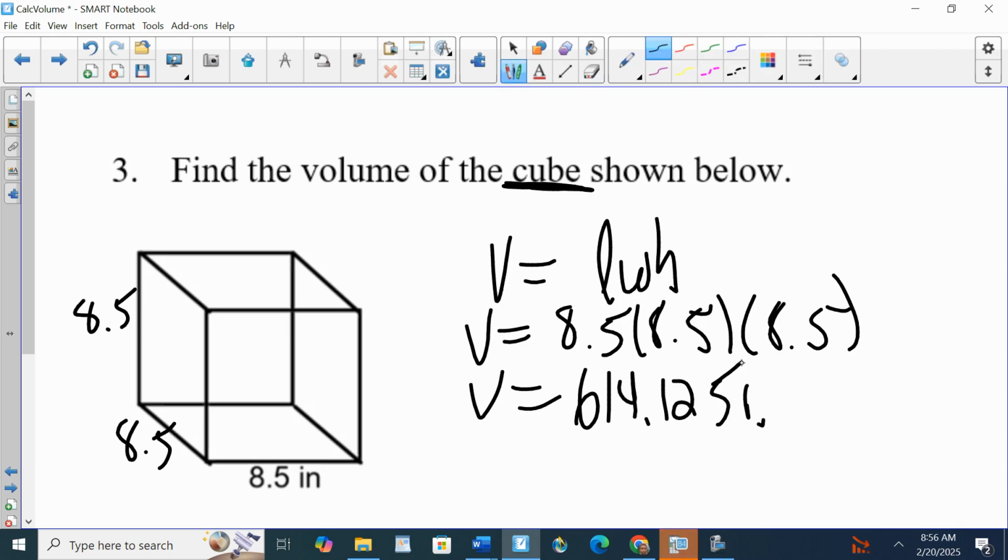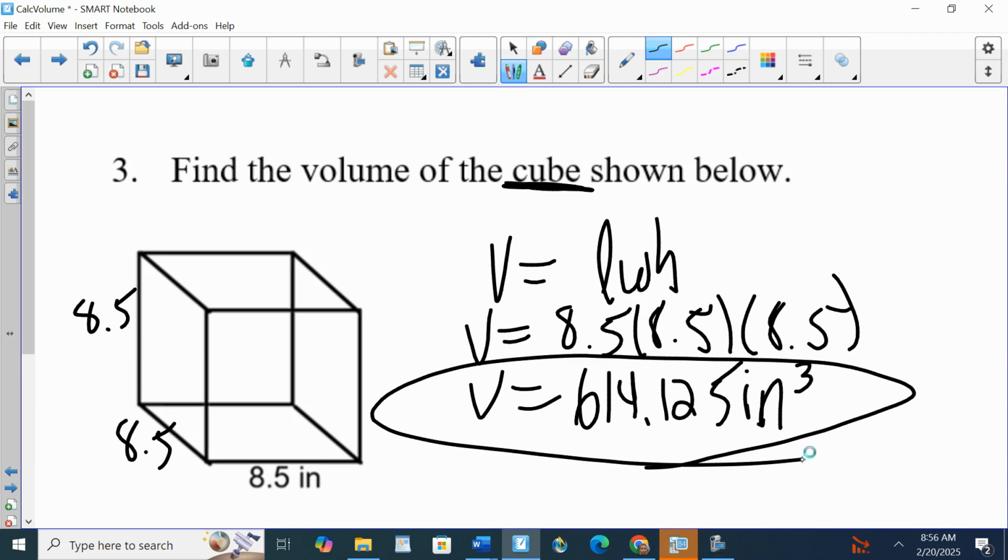So there's really not much to talk about with the rectangular prism. There's really no twists. The only twist is that a cube is a rectangular prism where the length, the width, and the height are all the same.